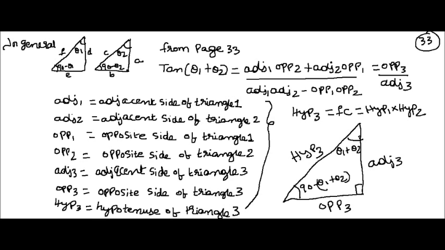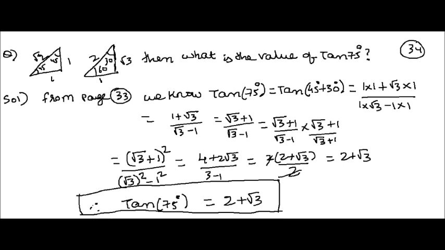So adjacent side 1 is the adjacent side of triangle 1, adjacent side 2 is the adjacent side of triangle 2. Similarly, opposite side 1 and 2. Adjacent side 3 is the adjacent side of the new right angle triangle, which has an angle that is the sum of the two angles, that is theta 1 plus theta 2. Similarly, we have opposite 3 and hypotenuse 3. So now let's use that to solve the problem again for tan 75.